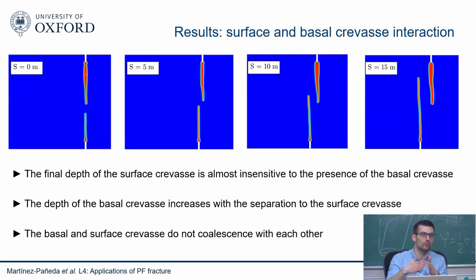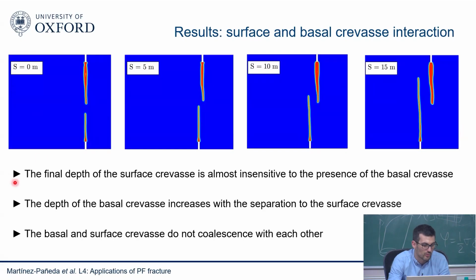We can look at the interaction between crevasses. If you have a basal and a surface crevasse, what are they going to do? Are they going to make the fracture more easily? That depends on the spacing. You can see here how they interact, or sometimes they don't interact with each other, depending on the mixed mode conditions near the crack tip.